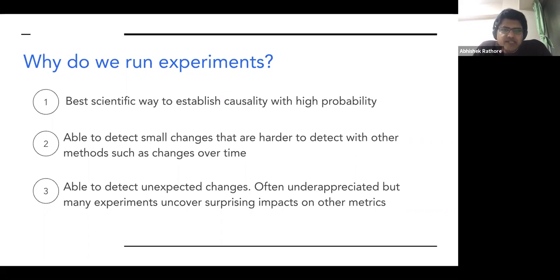So in order to establish a very clear reason for a change, you need to run experiments. Another big reason for running experiments is to detect small changes. As you scale in product management, as you work on products which are being used by millions of users, it's very hard to detect small improvements. And running scientifically valid experiments is the only way to detect these small changes.